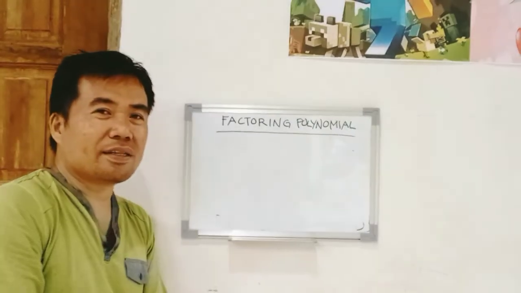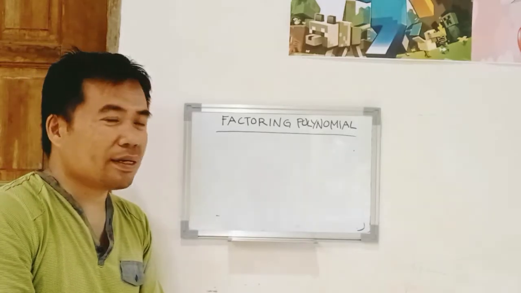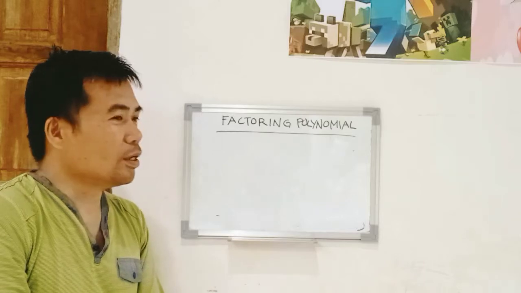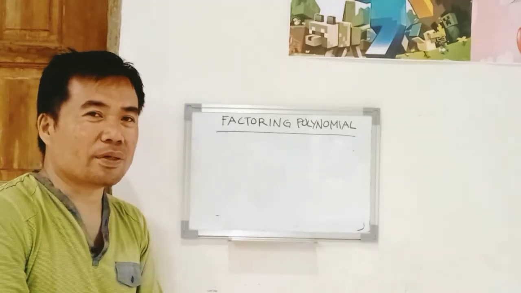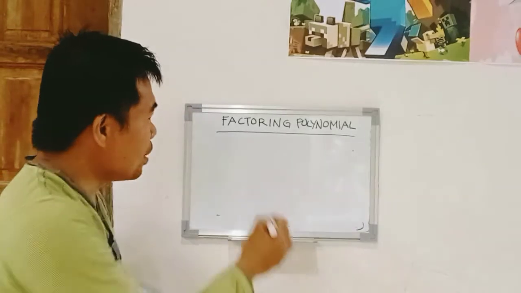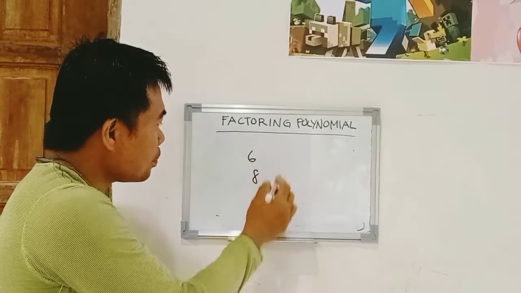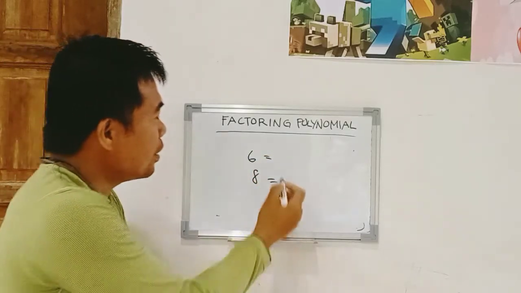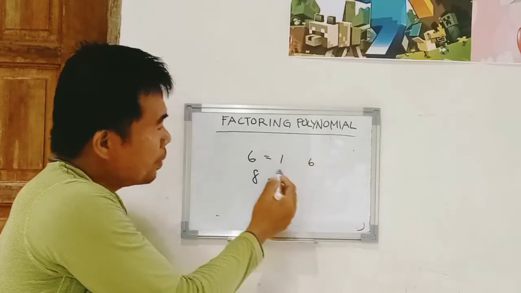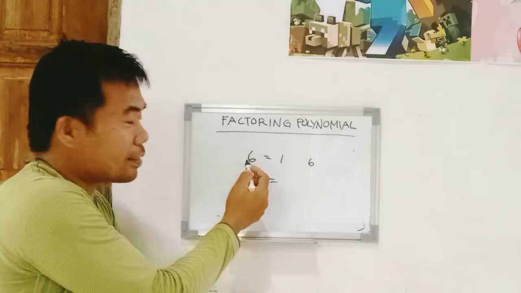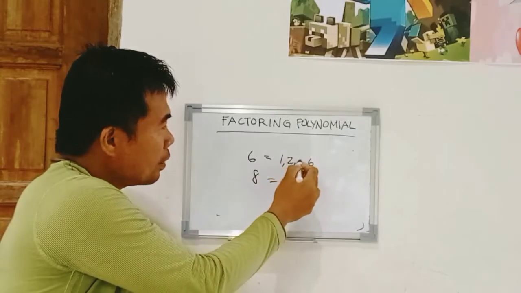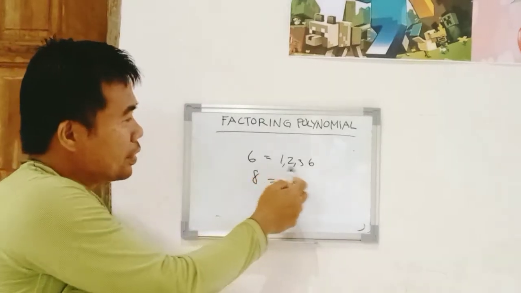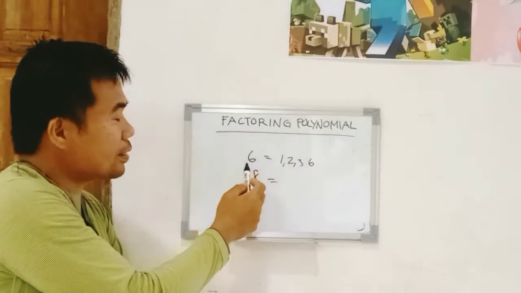So the basic strategy in factoring polynomials is getting to know the factors or the greatest common factors of specific numbers and variables. For example, we have the numbers 6 and 8. So the factors of 6 are 1 and 6, because 1 times 6 is equal to 6, and 2 and 3. So 2 times 3 is equal to 6. So these numbers are factors of 6.